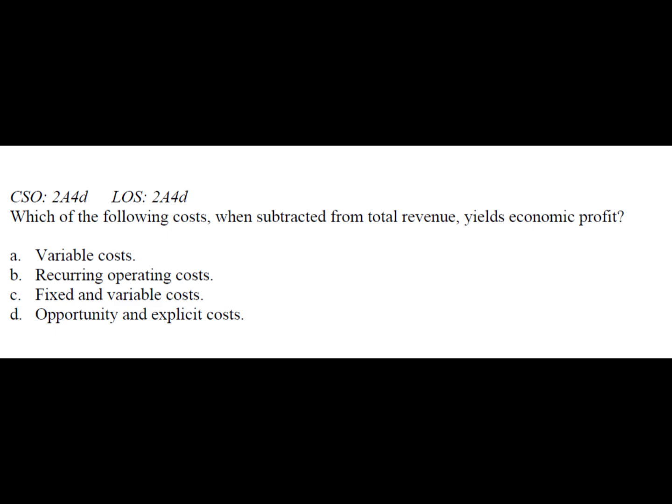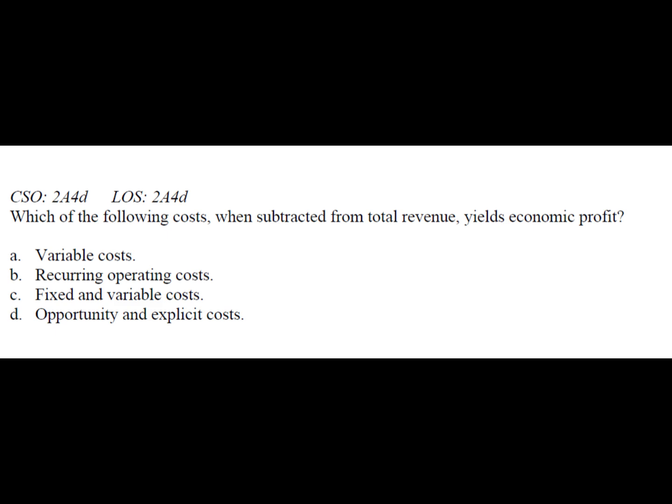A. Variable costs. Incorrect. Variable costs are only one component of explicit costs and ignore fixed and opportunity costs. B. Recurring operating costs. Incorrect. These include only regular operating expenses and exclude opportunity costs. C. Fixed and variable costs. Incorrect. Fixed and variable costs together represent explicit accounting costs but do not include implicit opportunity costs. D. Opportunity and explicit costs. Correct. Economic profit is calculated by subtracting both explicit costs and opportunity, implicit costs from total revenue. Correct answer, D. Opportunity and explicit costs.